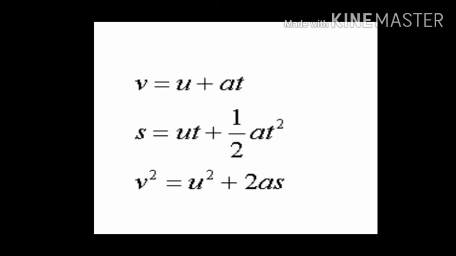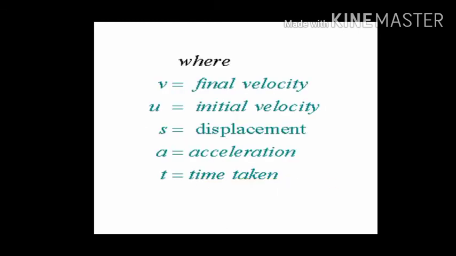The three equations of motion are: the first one, v equals u plus at; the second, s equals ut plus half at square; and the third, v square equals u square plus 2as, where v is the final velocity, u initial velocity, s displacement or distance, a acceleration, and t time taken.